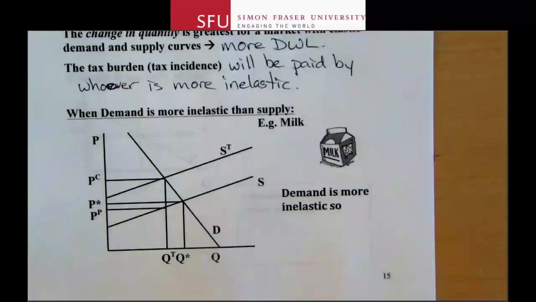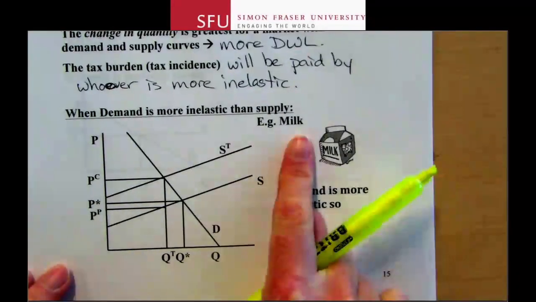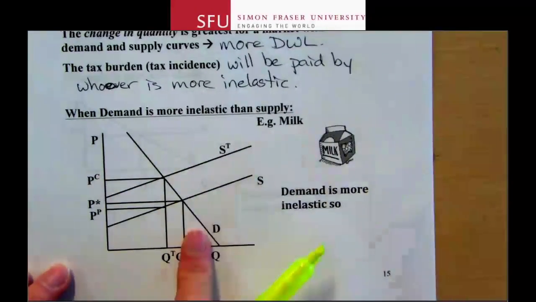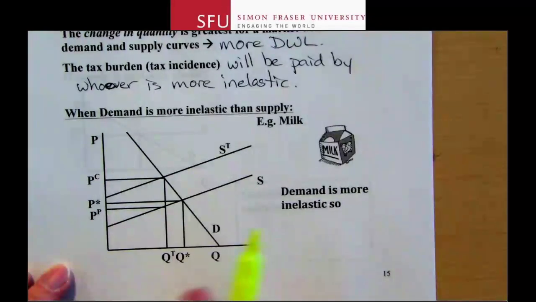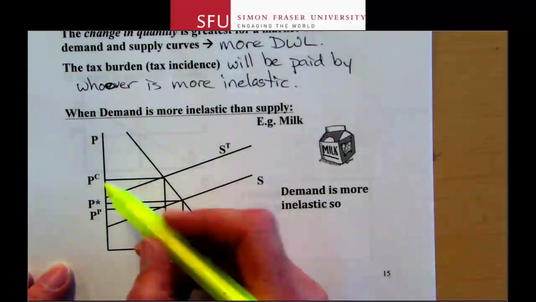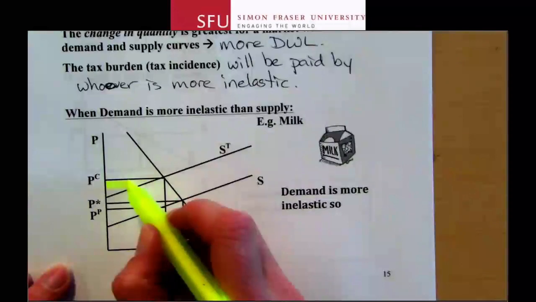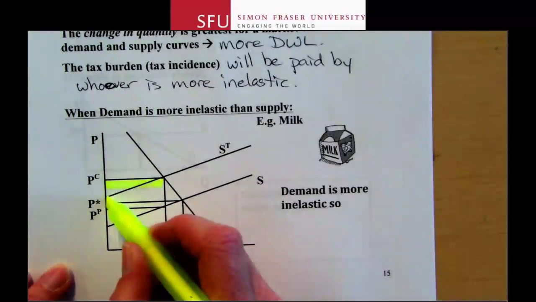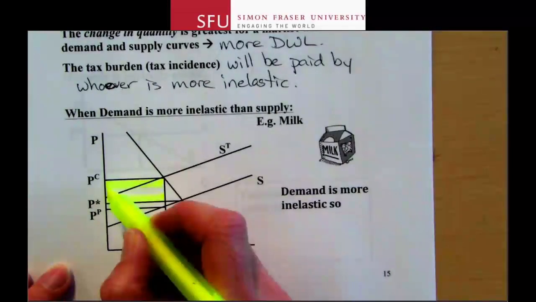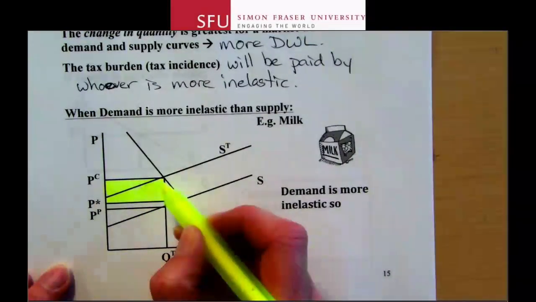Okay, so first example is milk. That would be a necessity for consumers, and so then demand is more inelastic. So we have it shown as steeper compared to the supply curve. Now, here's the consumer price that they pay with the tax. That is higher than the P star, which was the price that the consumers paid before the tax.